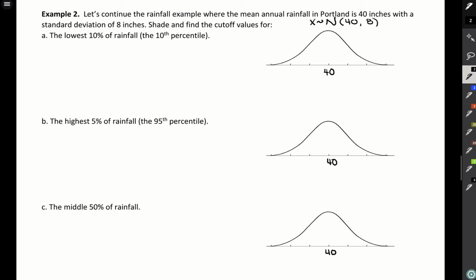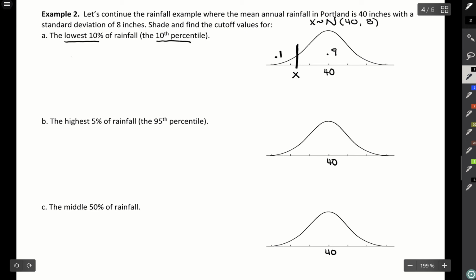Our first question's asking about the lowest 10%. Lowest values are always happening on the left-hand side. So we want to cut this small percentage, so small area. If we have the lowest 10%, then equally we have the highest 90%. It always has to add up to 1. So this would be the 10th percentile because we have 10% of the data to the left. What we want to do is find the cutoff value that's making this 10th percentile.